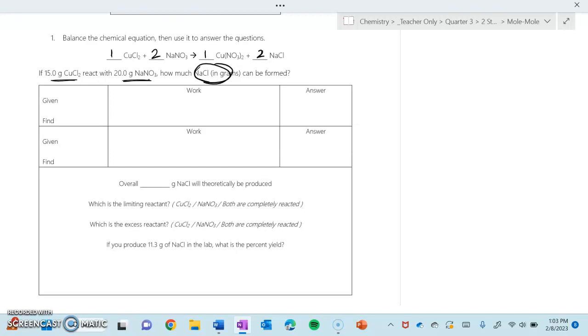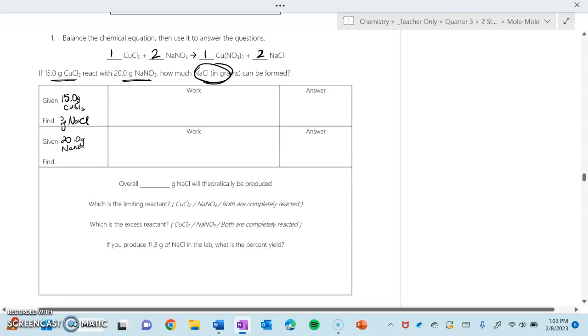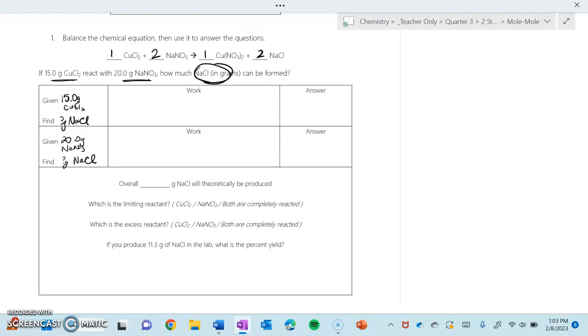Our givens, just like I said before, are the amounts of our reactants. In both of these problems, we are finding how many grams of salt. So we're just going to start our two problems here, the same way. Then we're going to do two different conversion problems. Let's start with the top here.